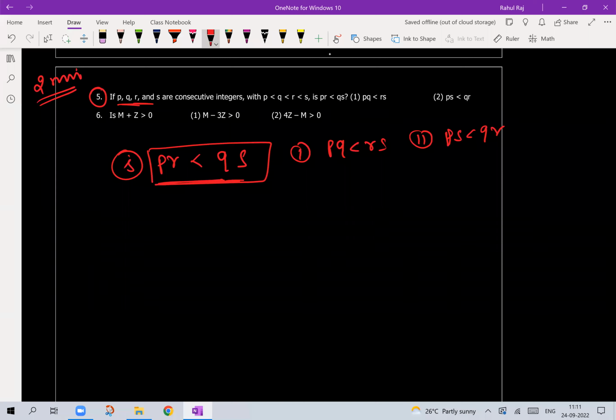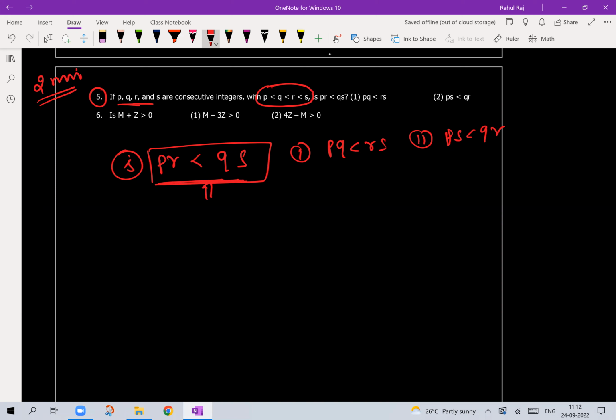So it says is PR less than QS. There are 4 different integers given in the question. By default, this means that it is a tough question. Why? Because there are 4 different integers. But in this information, they have given a very beautiful relation to you: PQRS are consecutive, P is less than Q is less than R is less than S. It means that we have the liberty to play around with the question.